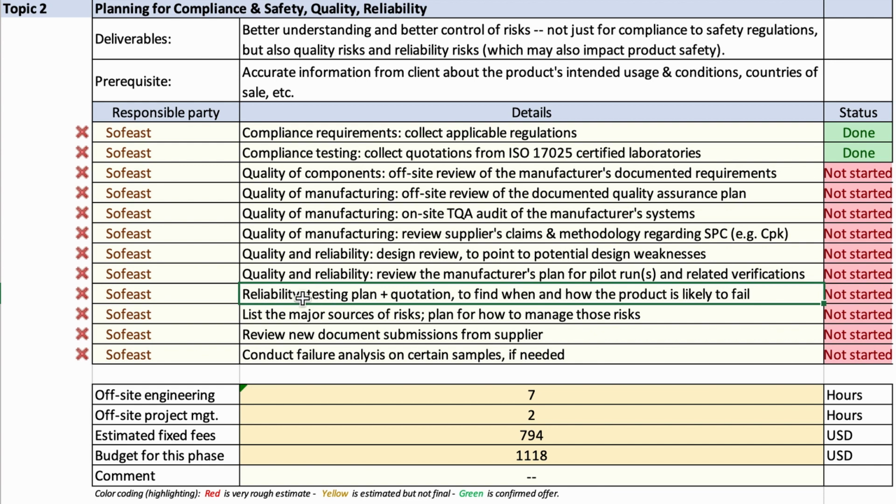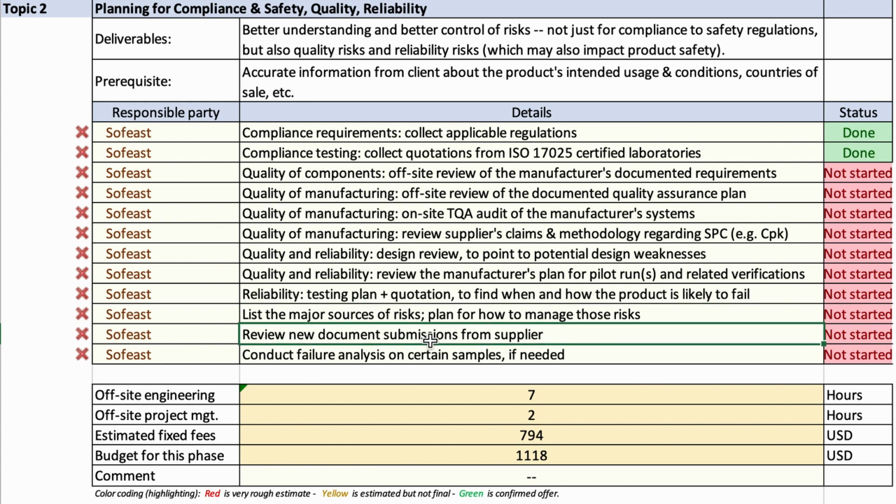Then a testing plan for reliability, getting quotations, and having an idea about when and how the product is likely to fail after shipment, after it's in the hands of users. All right, this is obviously more important for, let's say, electromechanical products in general. Okay, so we have all this information. We can list the major sources of risk and think of how this can be managed.